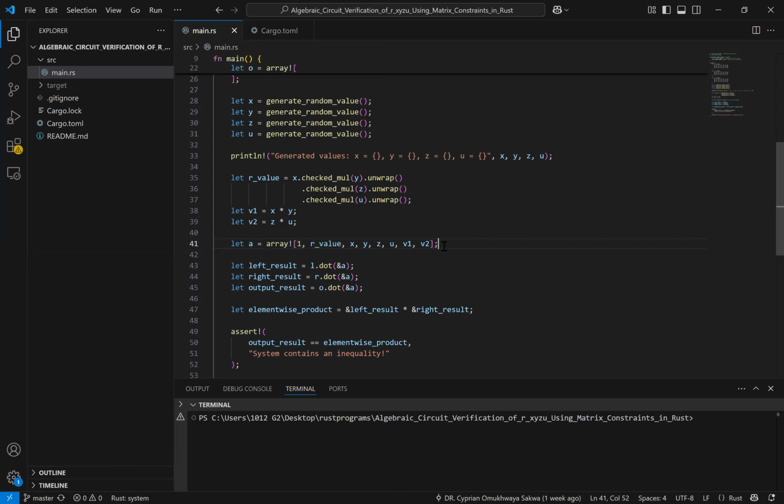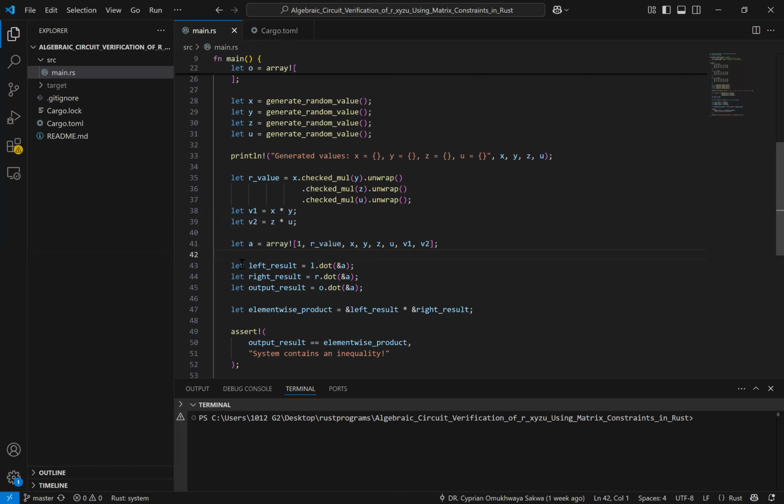So you're telling it generates X, Y, Z, and U. And then we are telling it, after you've generated those ones, this is how you get R. And after getting R, we have the intermediate values. This is how you get them. Then after getting those intermediate values, now this is our witness.